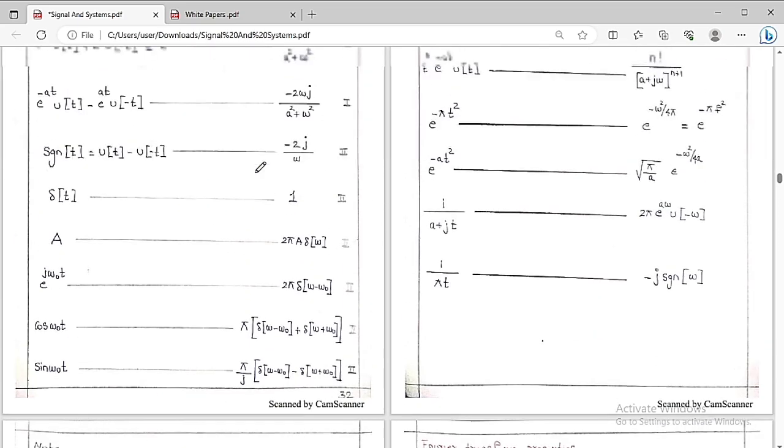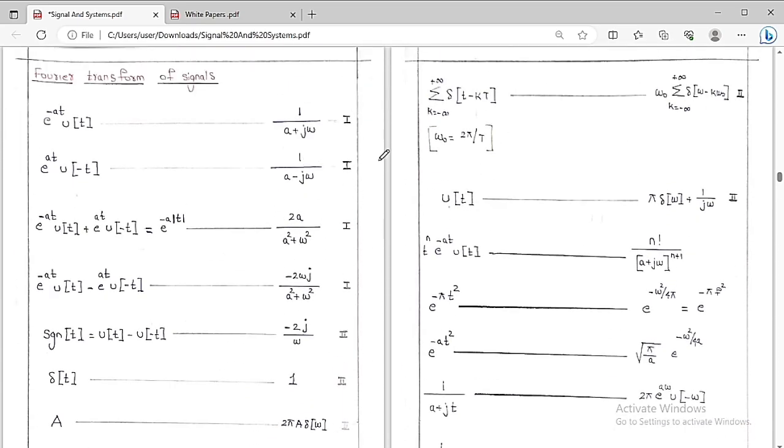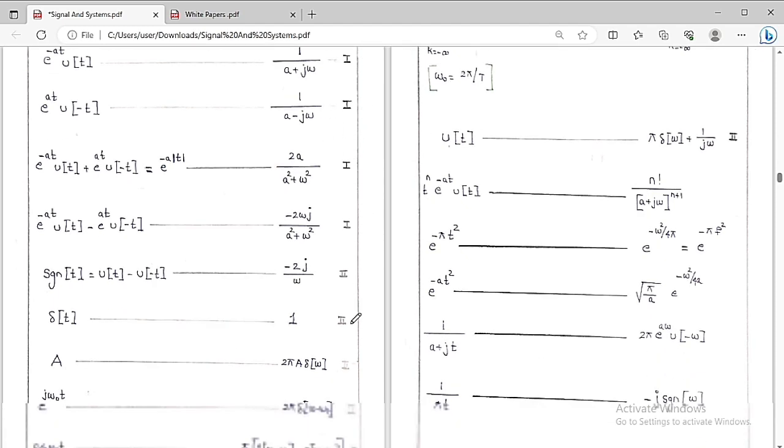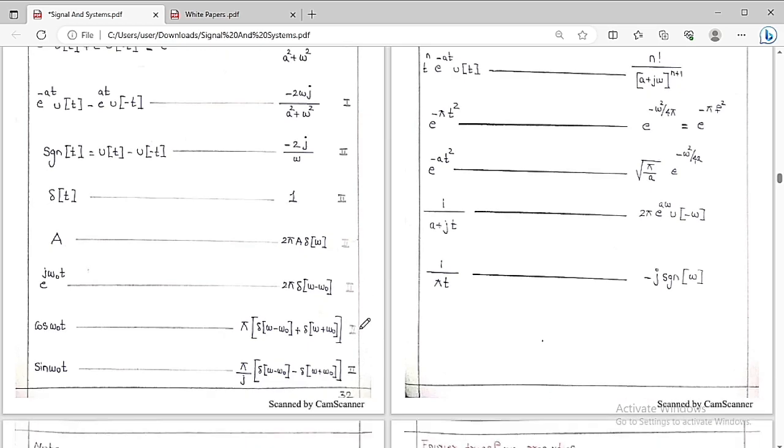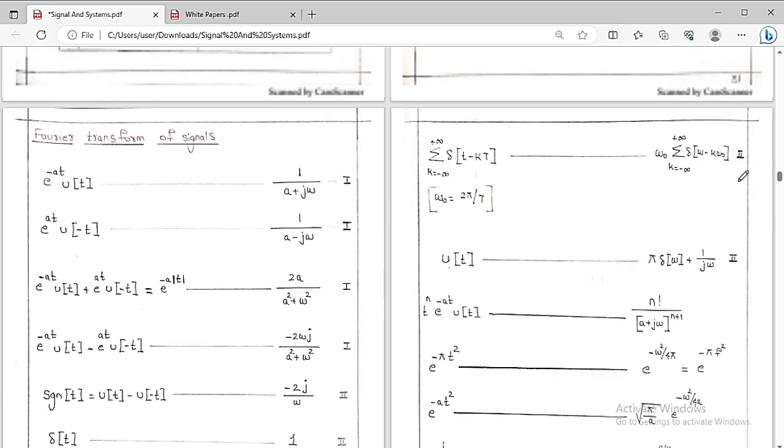If you see clearly, for some Fourier transforms I have marked 1 and for some I have marked 2. What is the meaning of these markings, I am going to tell you. Listen carefully. First I am going to discuss the ones marked 1. Wherever I have given 1, I will discuss those things in a very detailed manner.